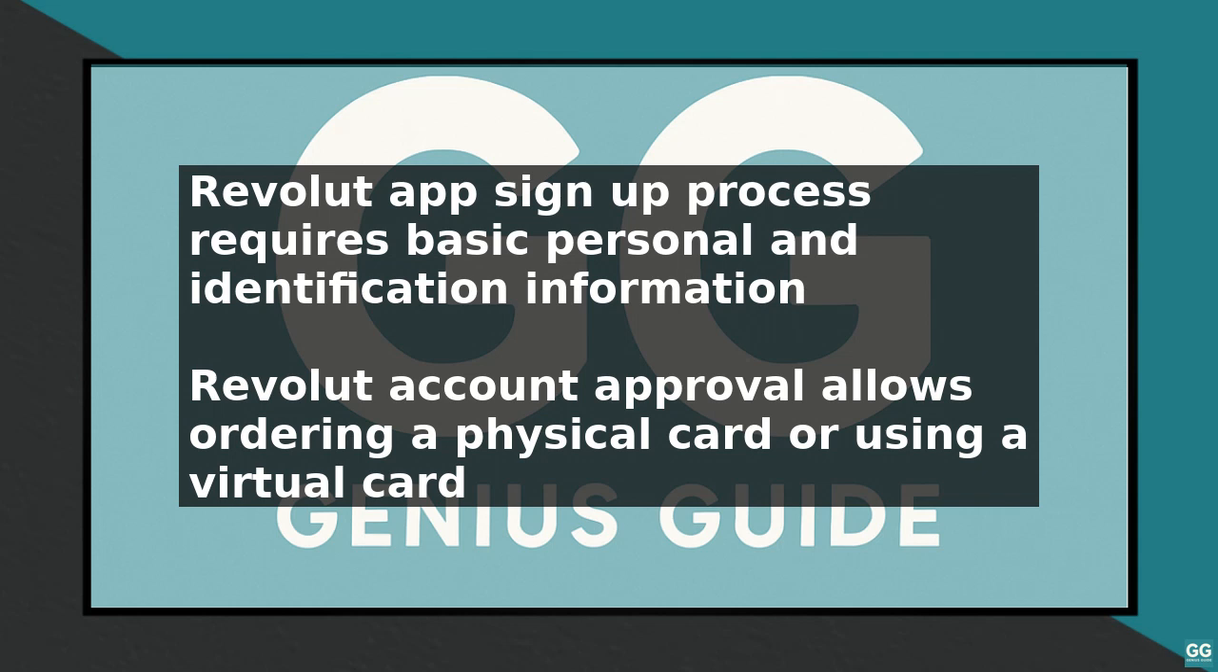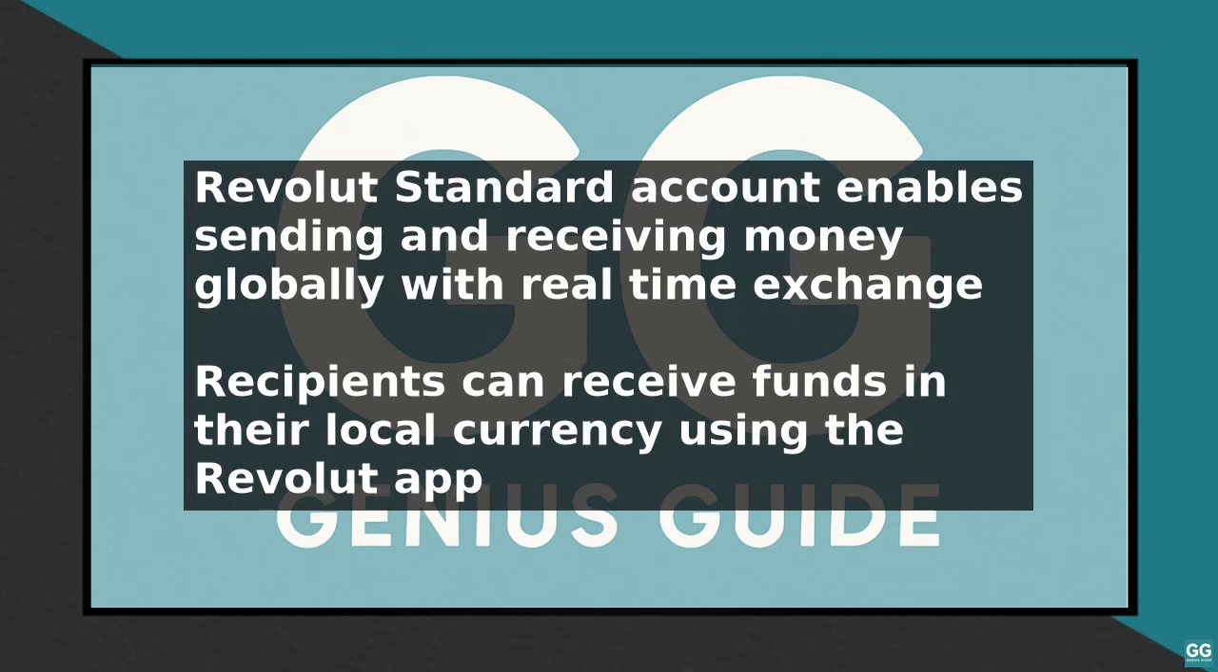Another key feature of the Revolut Standard account is the budgeting and tracking tools. The app allows you to set budgets for different categories, such as food, transport, and entertainment, and track your spending in real time. You can also use the app to view your transaction history and download statements for your records.